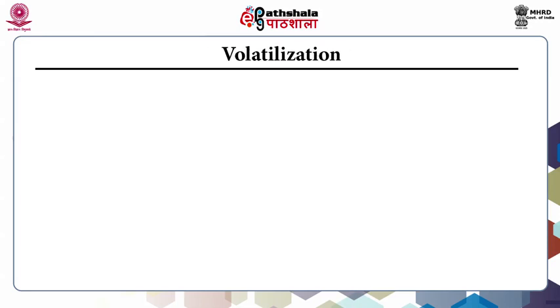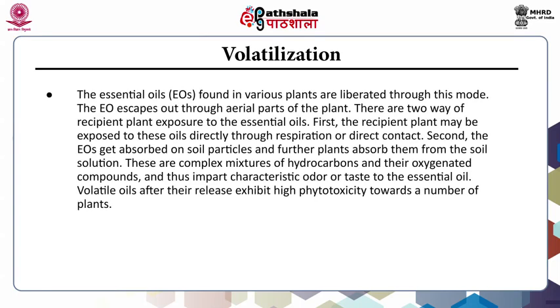Next is volatilization. Essential oils escape out through the aerial parts of the plant. There are two ways of recipient plant exposure to the essential oils. First, the recipient plant may be exposed to these oils directly through respiration or by direct contact. Secondly, the essential oils get absorbed on soil particles and further plants absorb them from the soil solution.